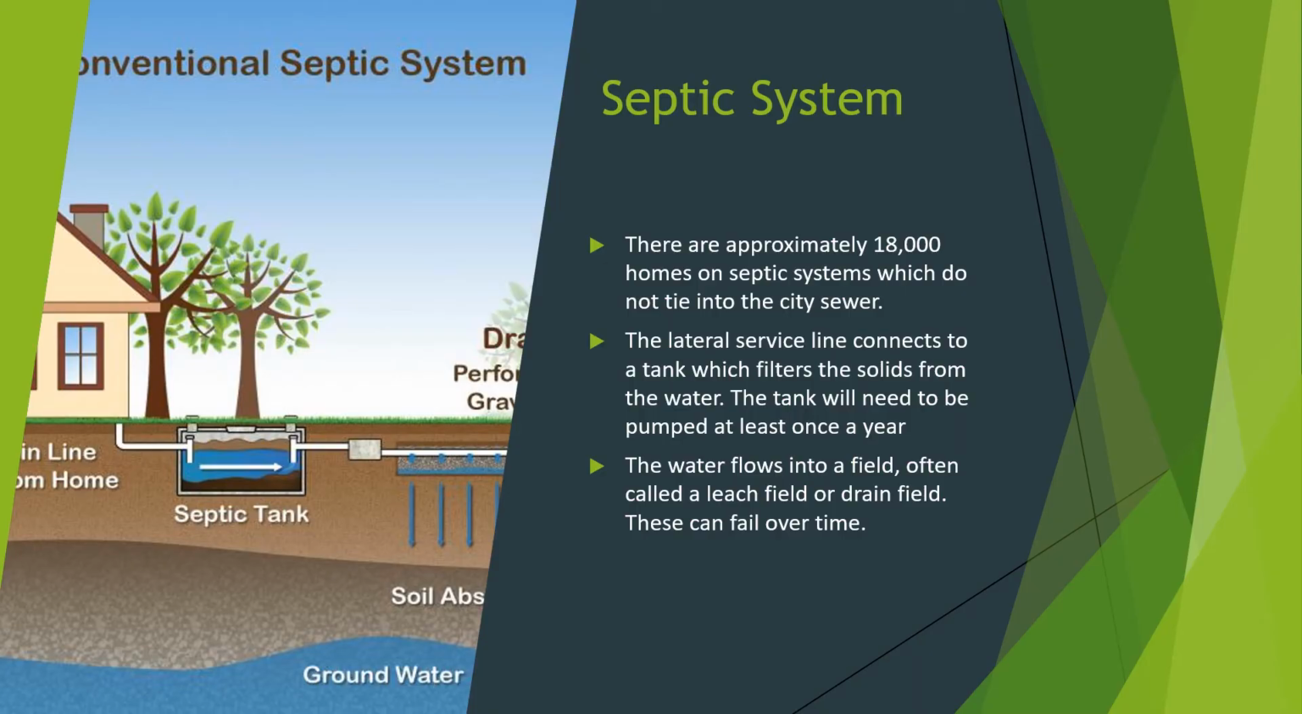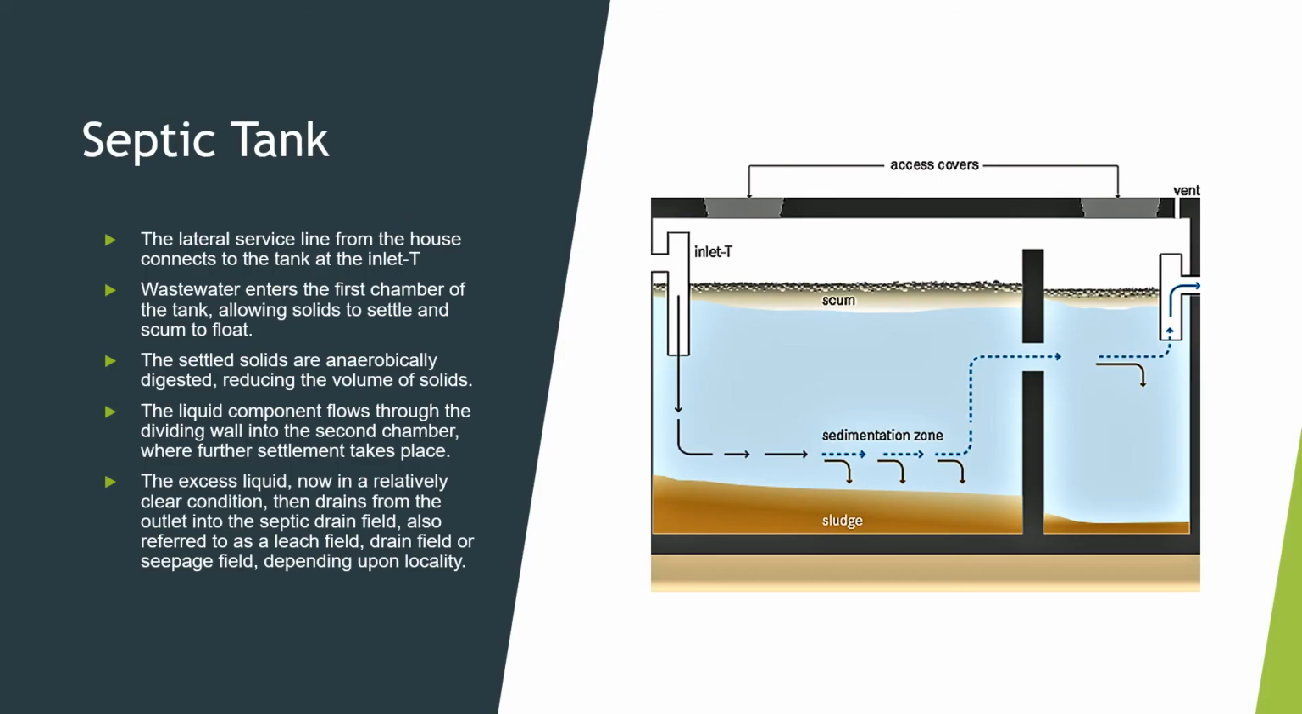There are approximately 18,000 homes on septic systems which do not tie to the city's sewer in the city of Anchorage. The lateral service line connects to a tank which filters the solids from the groundwater. The tank will need to be pumped at least once a year. The water flows into a field, often called a leach field or drain field. These can fail over time.